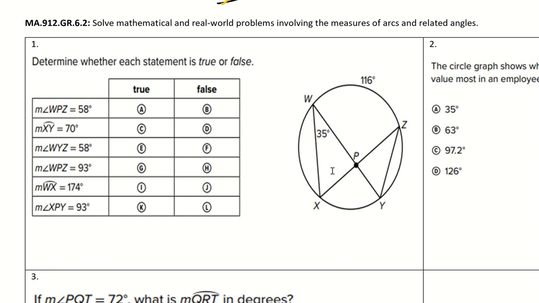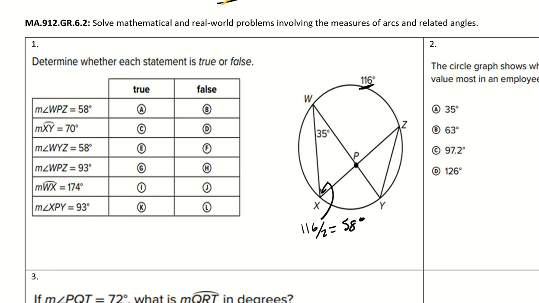Okay, so first off, we have a bunch of inscribed angles here. We can tell that this angle is inscribed because it's on the circle. If we look at this inscribed angle, we notice that its arc is 116, and therefore this angle has to be half of that arc. So this angle right here is half of 116. 116 divided by 2 is 58 degrees.